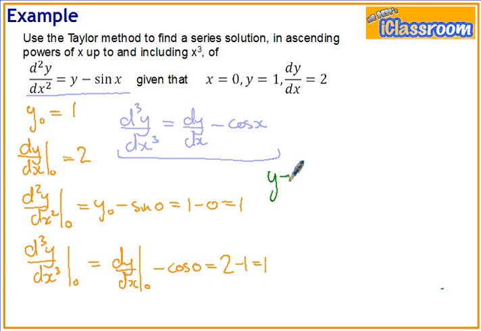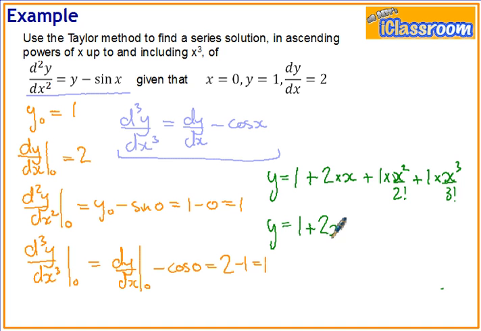So I can now write my final solution, which is y equal to y0, which is 1, plus dy by dx, lots of x, plus d2y by dx squared, lots of x squared over 2 factorial, plus d3y by dx cubed, which was 1, lots of x cubed over 3 factorial. Tidying up, I get 1 plus 2x plus x squared over 2 factorial plus x cubed over 3 factorial. This isn't my full solution, I know I'm going to have further terms, but this suffices as I only need terms up to and including x cubed.